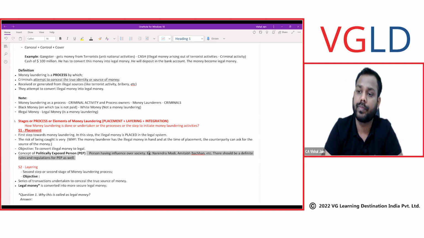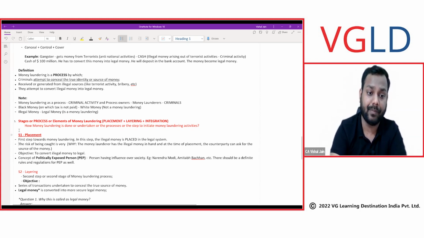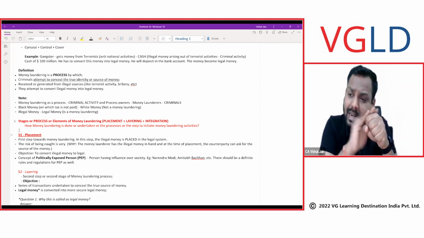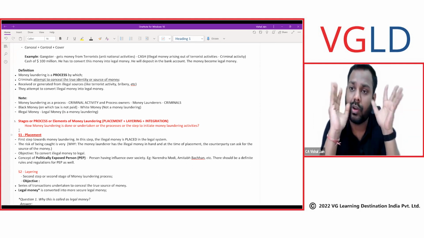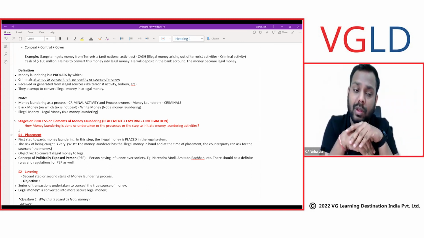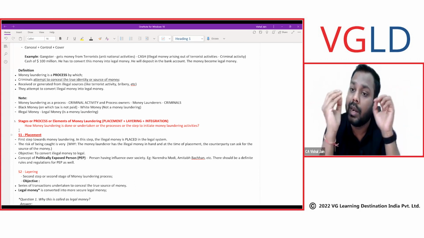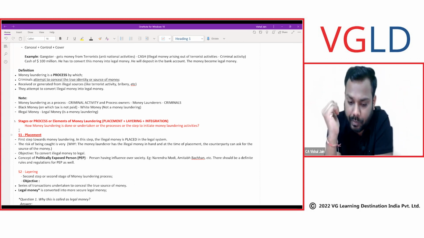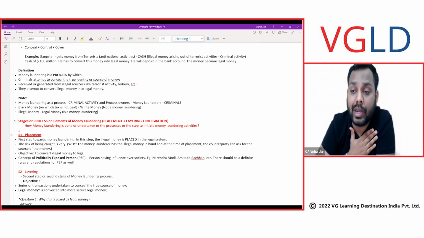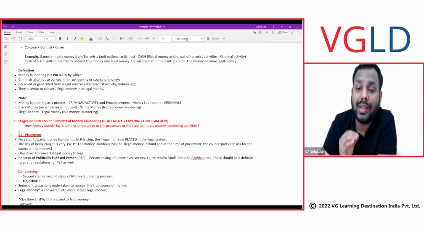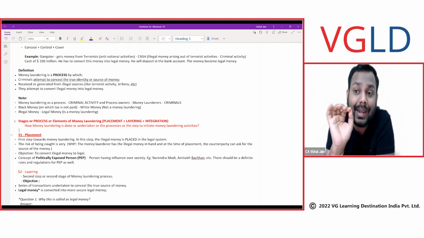Now, so this is all about placement. Now coming to layering, understand. Once the illegal money is placed in the legal system, let's suppose you have already bought the house, you are relieved, oh my God, at least the money got placed in the system, right? Now the risk will decrease considerably. If you are not caught at the placement, you will feel a sigh of relief. Okay, now, the risk has decreased, but not mitigated.